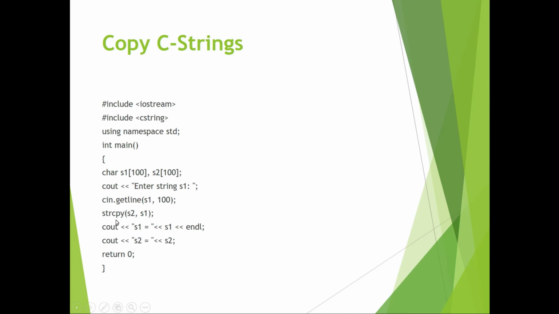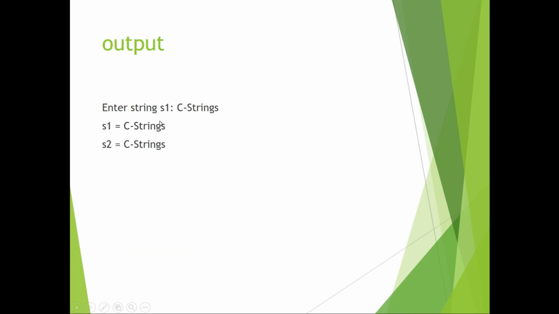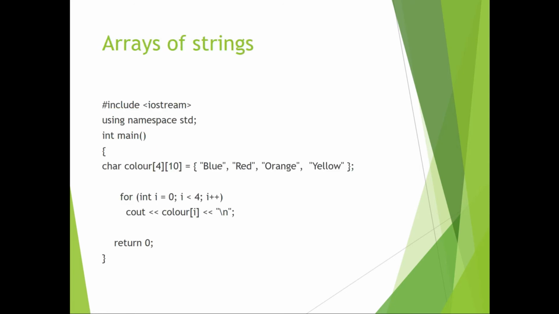In that case, what is the header that I should use? Yes, cstring or string.h. Now this would be my output. In the same case, you have two types of strings, S1 and S2, where one string is copied to another object. Now we are going to see about array of strings.